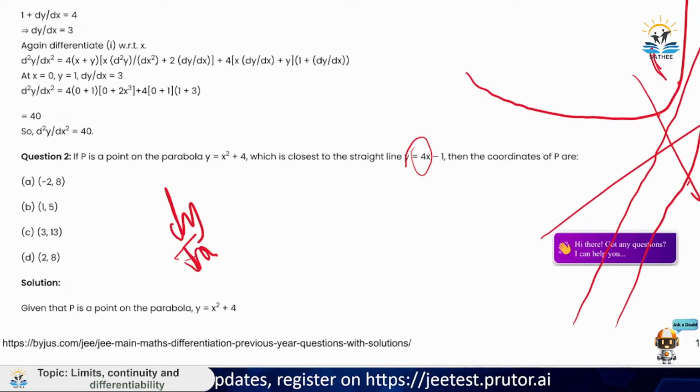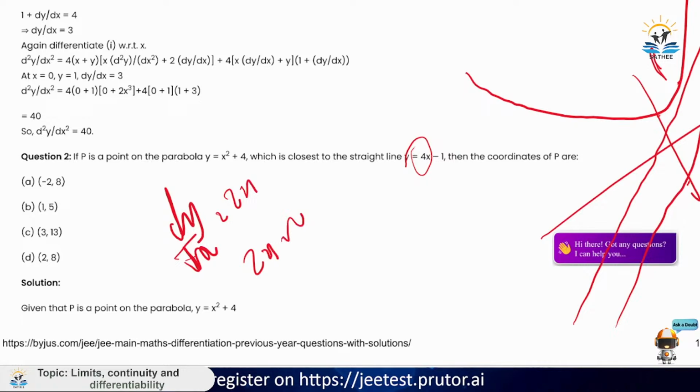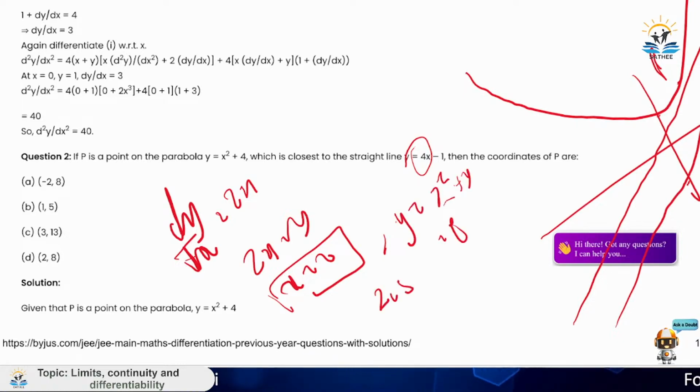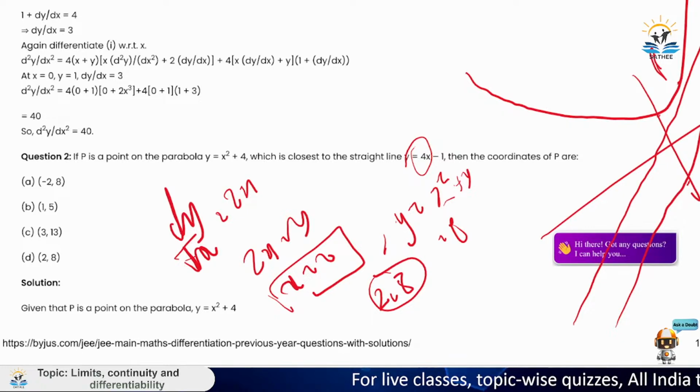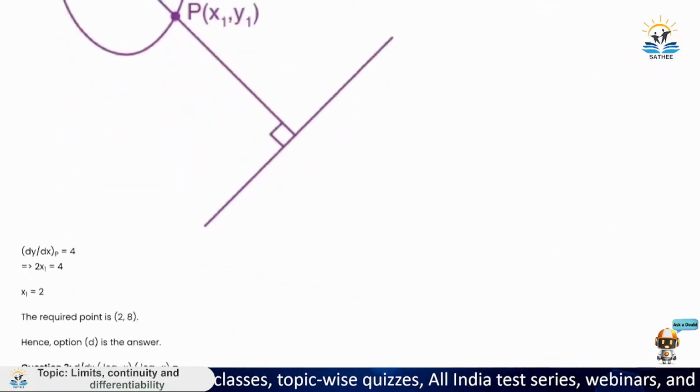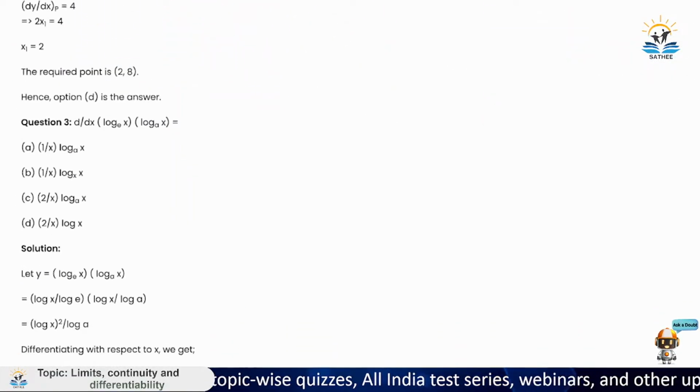So dy/dx = 2x. So 2x has to be 4, so x gives me 2. So at x = 2, y becomes 2² + 4, and that is 8. The point becomes (2, 8). So the point on the parabola which is closest to the line is (2, 8). And how do we calculate it? The slope of the parabola at this point will be equal to the slope of the line, right? That is why D is our answer.